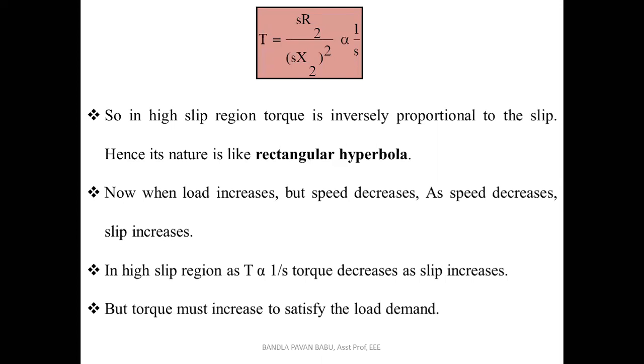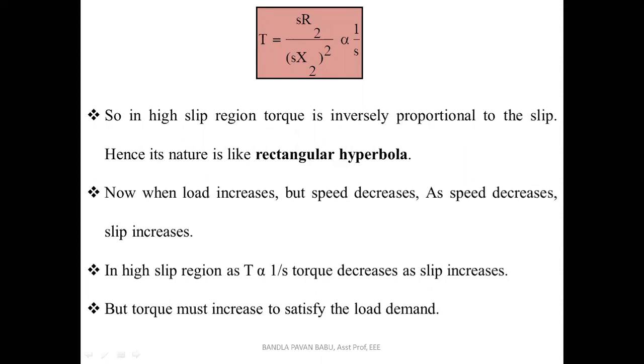Okay, so with that relation, what happens? The difference in the stator and rotor speeds also increases. That means the slip also increases. In the high slip region, as T is inversely proportional to slip, torque decreases as slip increases. Here, if the slip is getting increased, what happens? The torque gets reduced and vice versa. Similarly, if the slip is low, the torque will be high. So that is the situation in the high slip region.